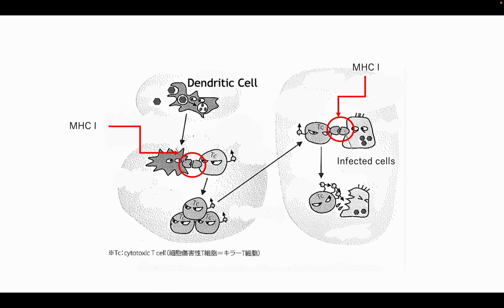Now, we are explaining the need for cross-presentation. Killer T cells determine whether to kill infected cells based on the peptides presented on MHC class 1. Therefore, since the initial activation of killer T cells is mediated by dendritic cells, which present ingested antigens on MHC class 1, the cross-presentation pathway becomes necessary.